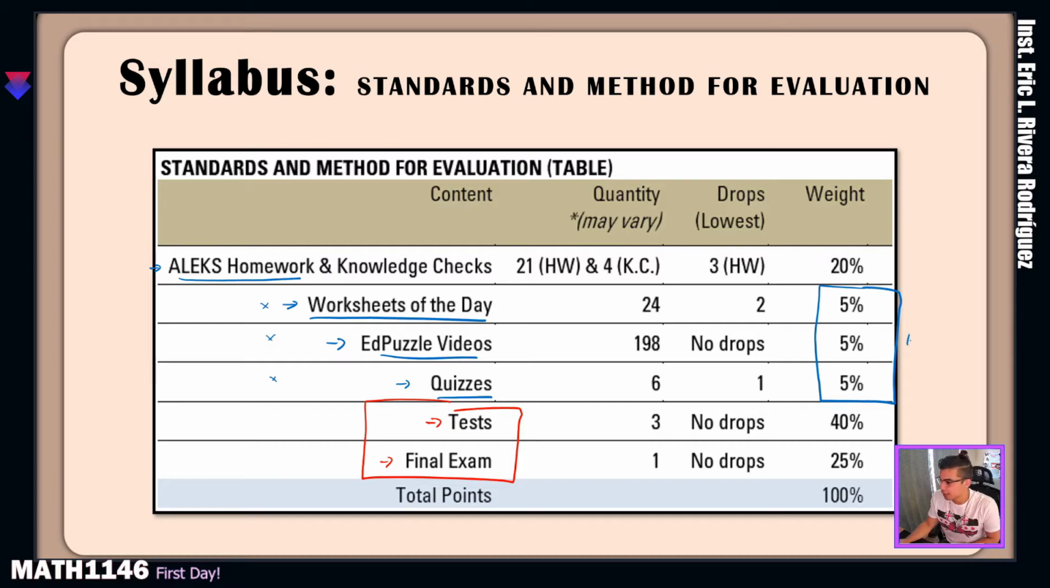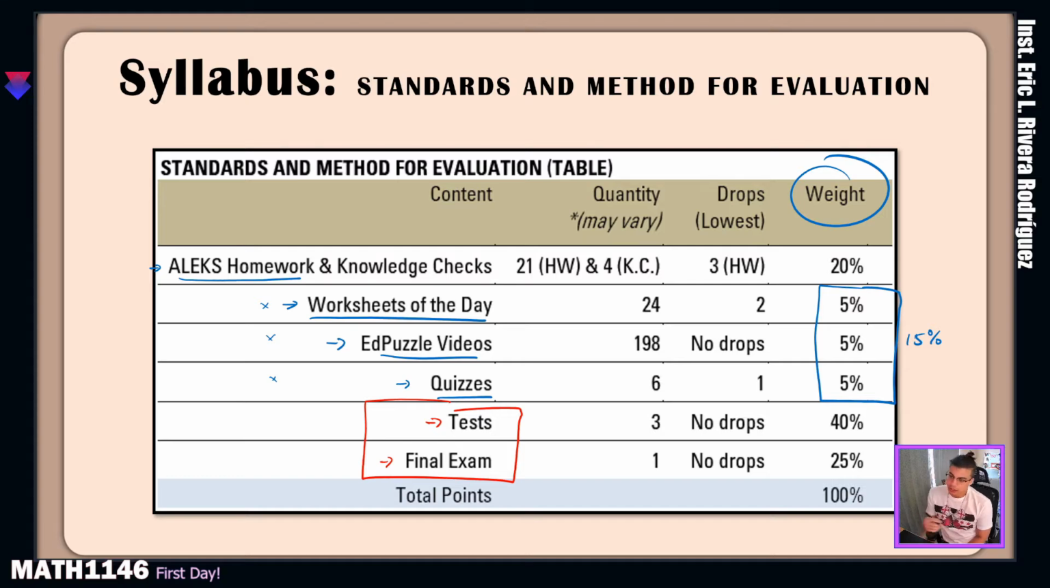Well, that is only 15% of the class. Our grade is a weighted grade. Okay, it's not by point, it's by percent. Each category has a percent or a weight percent on the overall grade.